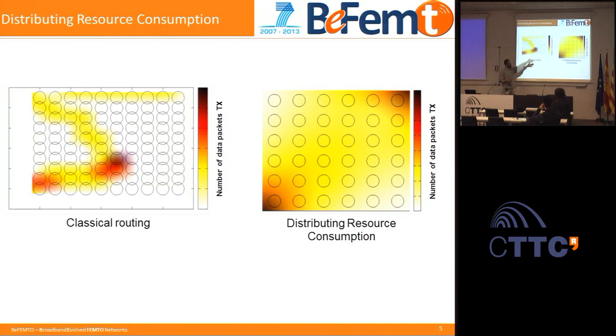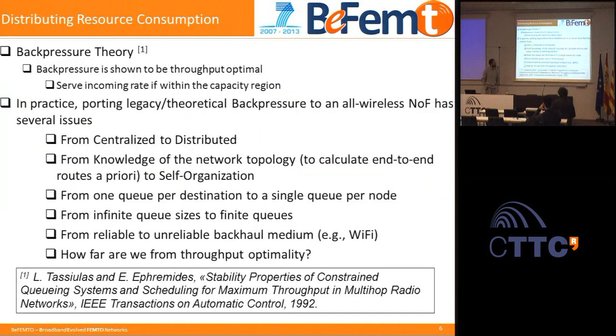On the other hand, in our ideal scenario, imagine that you have a flow going from this node to this other node, and we would like to evenly distribute resource consumption throughout the network, not just for this single flow, but for any flow that we may put in the network. So how do we attain this distribution?